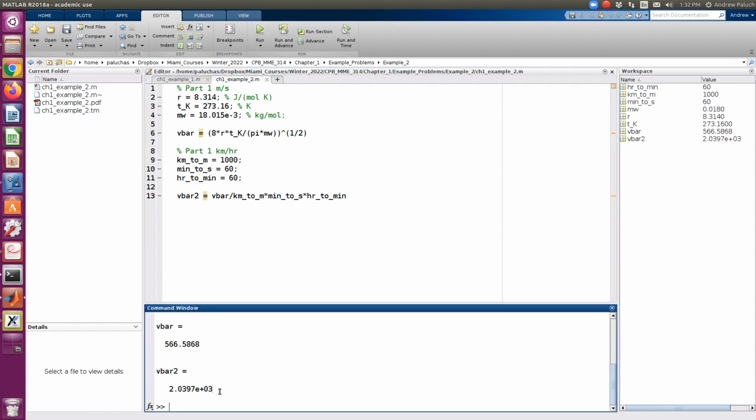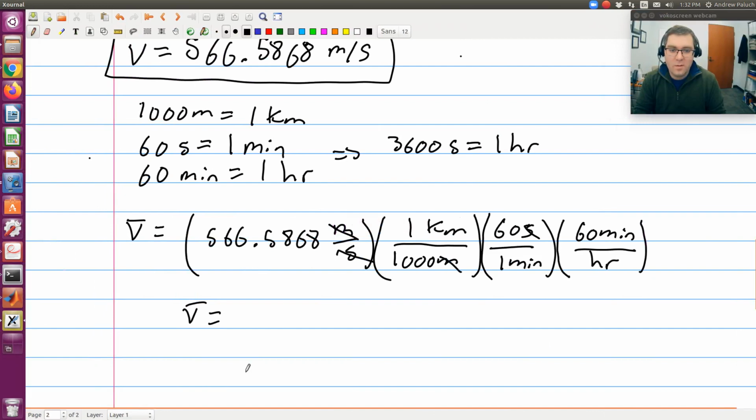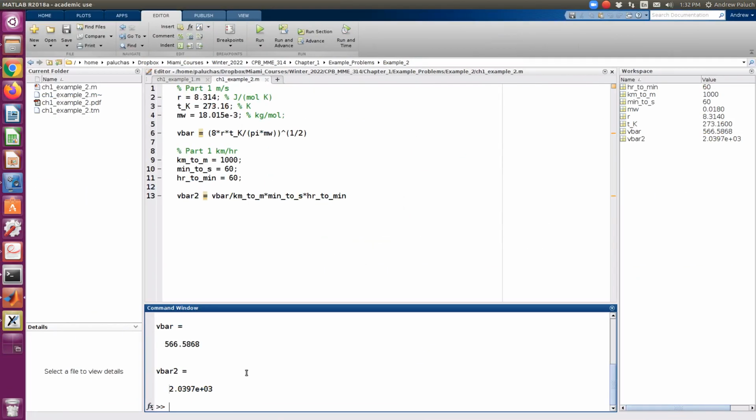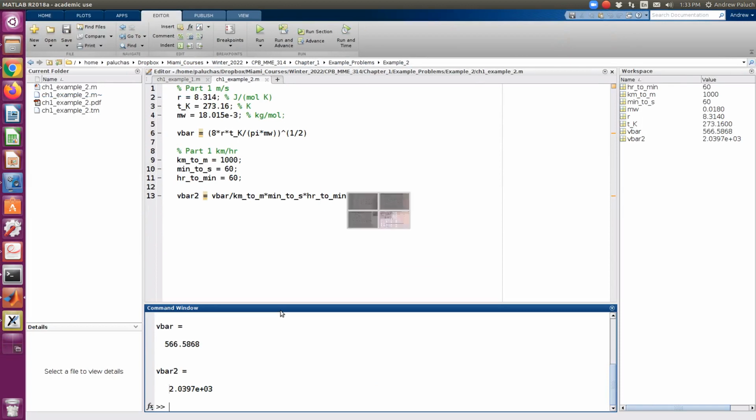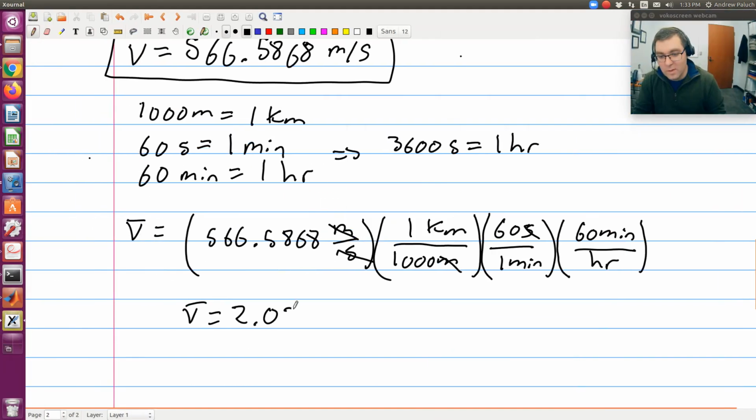So in kilometers per hour, that's really large, 2.0397 times 10 to the 3, so 2,000 kilometers per hour. So I guess it's a very good thing that the molecules don't weigh very much at all. So 2.0397 times 10 to the 3 kilometers per hour.